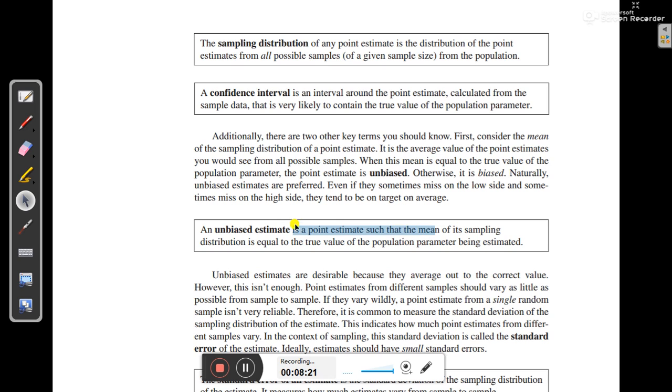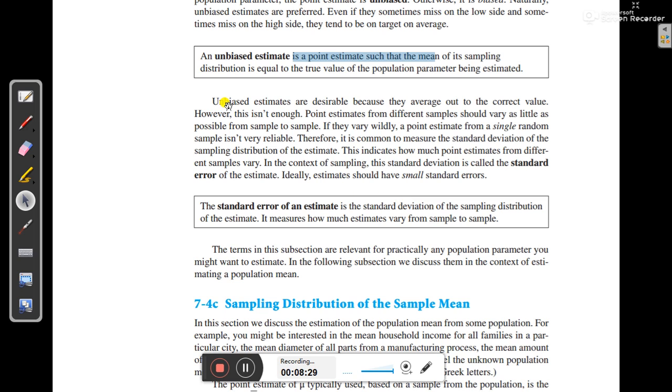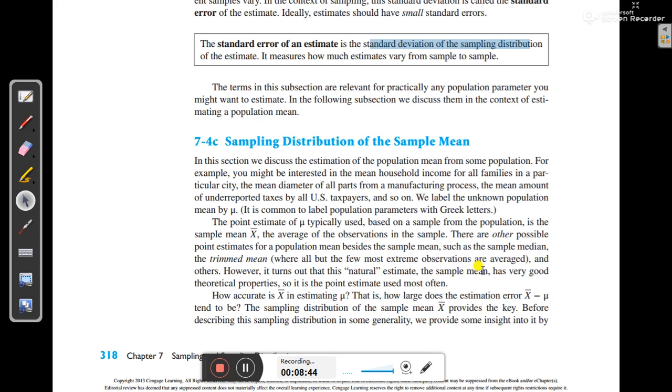Unbiased estimation is preferred, but even if estimates sometimes miss on the low side and sometimes miss on the high side, they tend to be on target on average. And there is another point, that is the standard error of an estimate. The standard error of an estimate is the standard deviation of the sampling distribution of the estimate. So we need to understand how this sampling distribution and sampling mean can be observed.